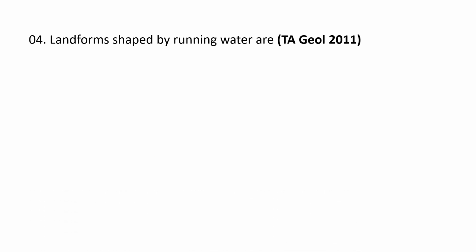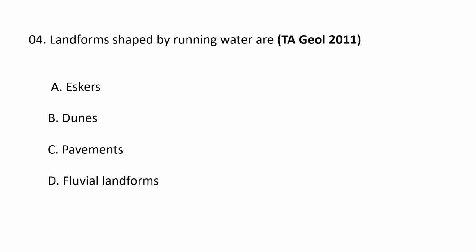Next question. Landforms shaped by running water are A. Eskers, B. Dunes, C. Pavements, D. Fluvial landforms. Landforms shaped by running water are known as the fluvial landforms. These fluvial landforms are formed by the action of flowing water, that is primarily rivers and streams, which sculpt the landscape through processes like erosion and deposition of sediment, creating features like valleys, floodplains, deltas, and meanders.